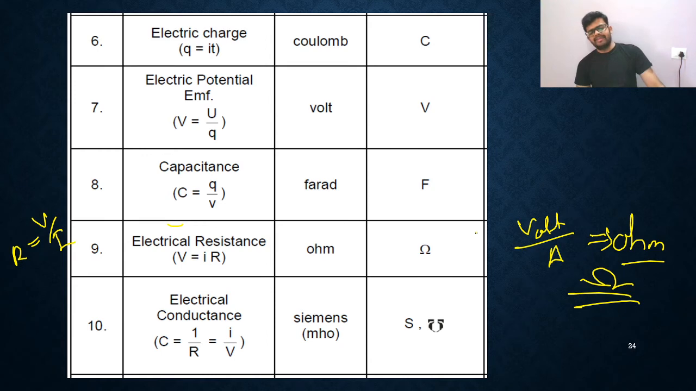Last, the electrical conductance. My dear friends, it is also called conductivity. Conductance is just the reverse of resistance, so we can say 1 by R, and that is 1 by ohm. So it is called mho. Ohm inverse is called mho, M-H-O. Its symbols are written here.